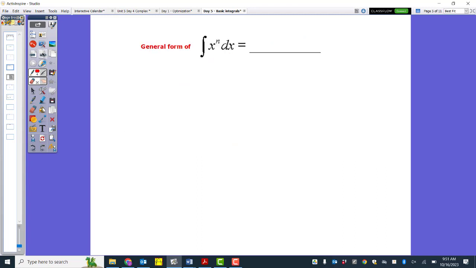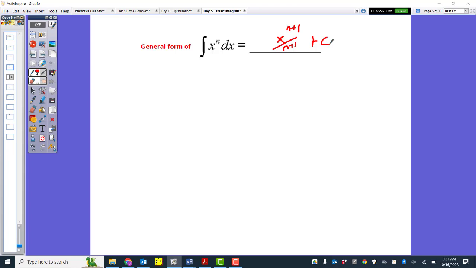So we need a general formula for this. Well, if we think back to what we did, we added 1 to our exponent, x to the n plus 1, and we divided by whatever that new exponent was. So divided by n plus 1, and then plus c. This is the general form of the antiderivative for the power rule.